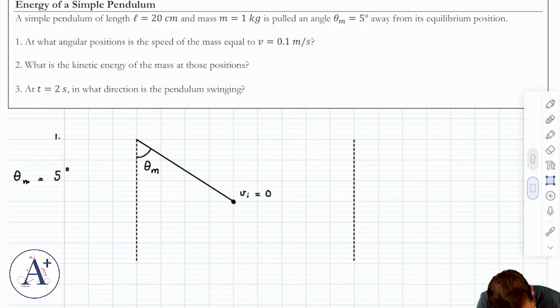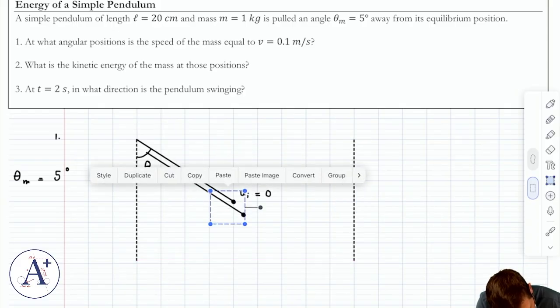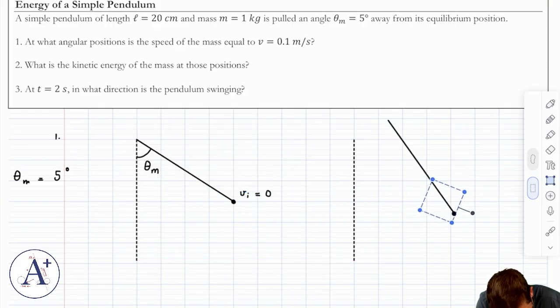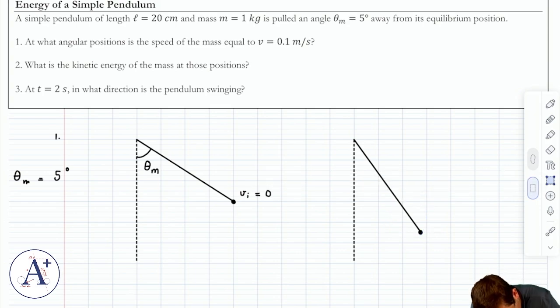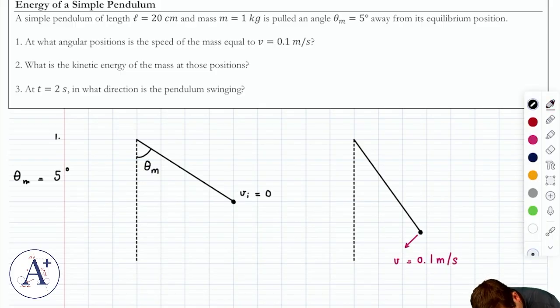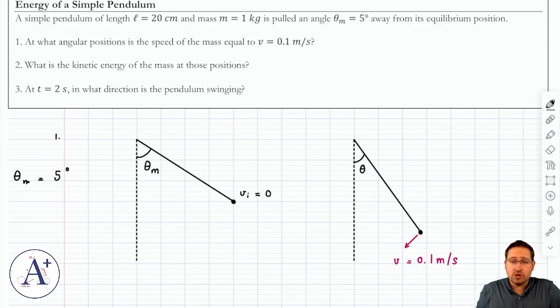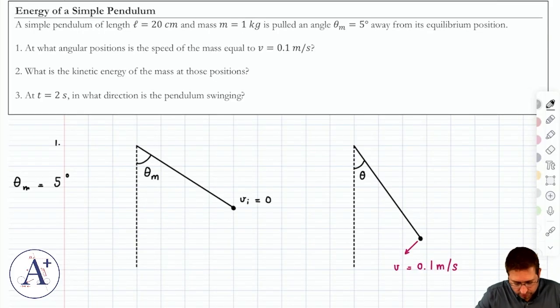Okay, so let me draw this again at a different location. Maybe a little lower down like this. And I would like here to have V equal to 0.1 meter per second. And this is going to be some angle theta, and I'm solving for theta, and that's what I want to find. Now I'm going to use conservation of energy, just like I did before.